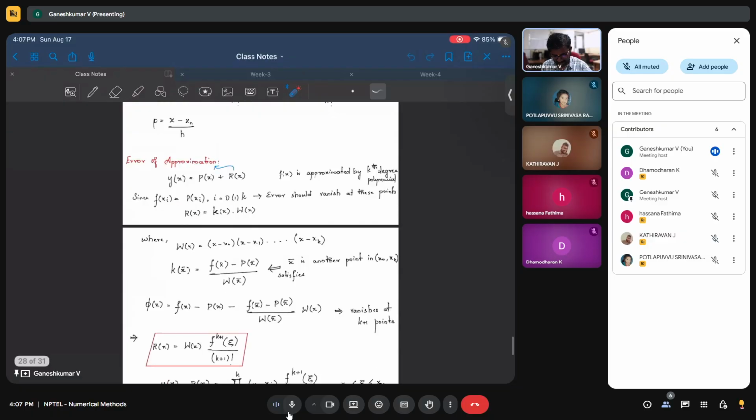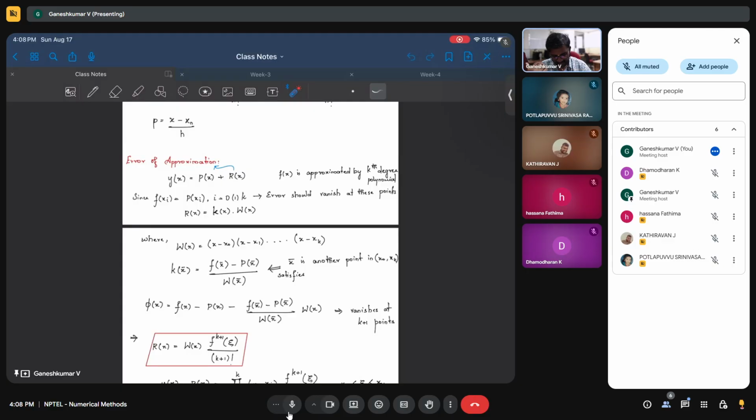Then errors. The error for this approximation can be expressed as two things. One is the polynomial. For a given function, we don't know what the function is. It has been tabulated and given to you, so there is a polynomial that we fit, that is p of x. But this function is not exactly the polynomial, so the difference between y of x and p of x is your error.